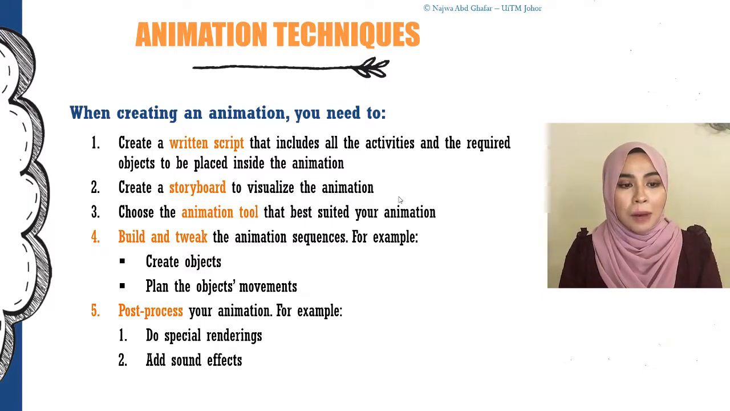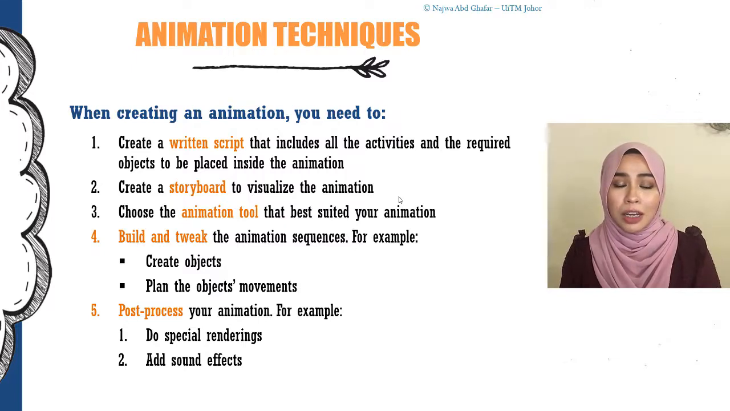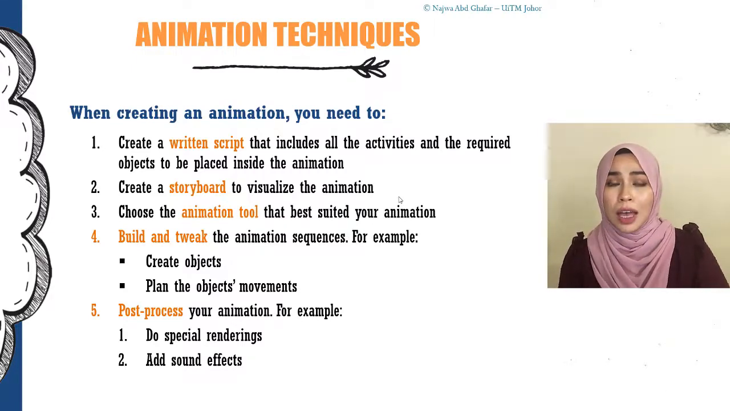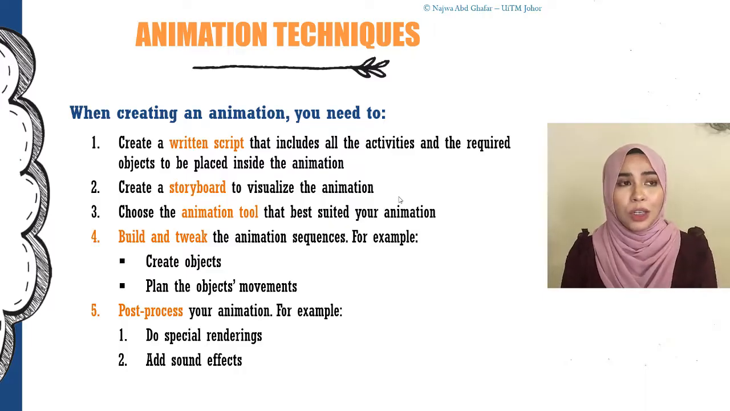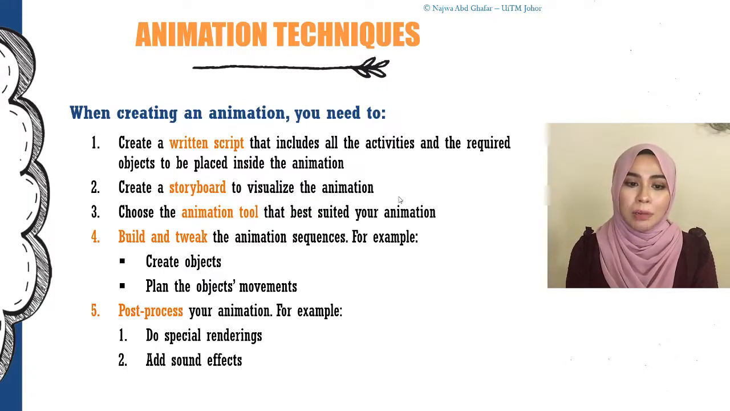Next thing is for you to choose the animation tool that best suits your animation. Whether you want to use Adobe Animate, or Macromedia Flash, or a 3D software, whatever tool it may be, it will depend on the type of animation that you want to do. Then once you have chosen your tool, you can build and tweak the animation sequences.